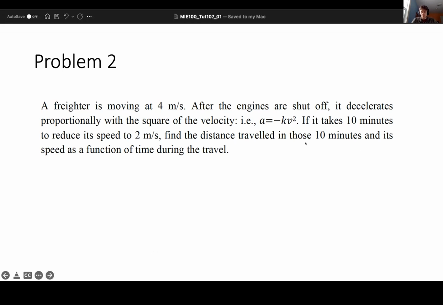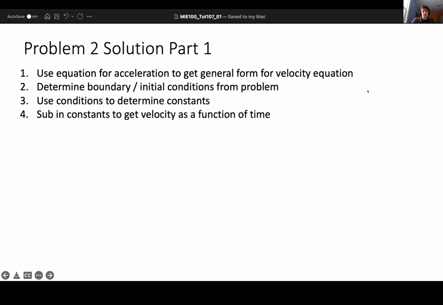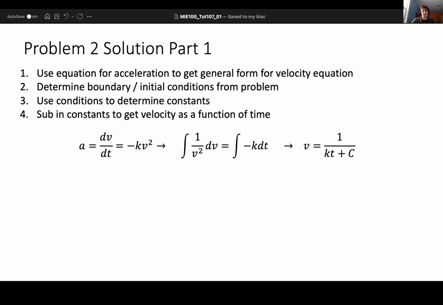Okay, that was about 10 minutes. So let's get started on the solution. Again, if you have any questions, just post them in the chat. So to start, sort of similar to last time, we just start with the simple equation for acceleration. And we use this to get our general form for the velocity equation. So as you know, a equals dv over dt. And from the question, we have that equal to negative kv squared.